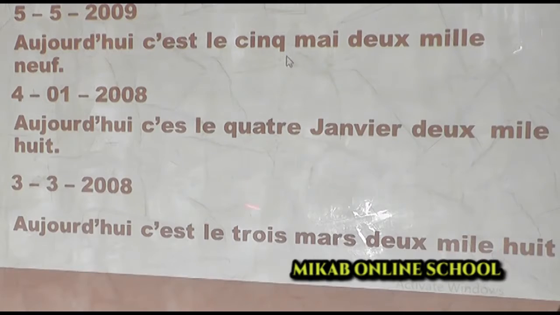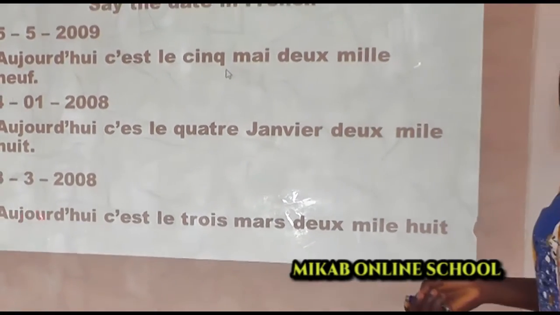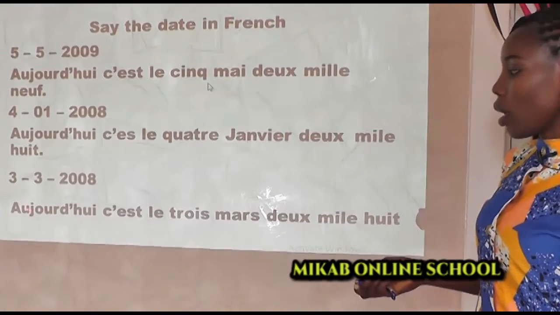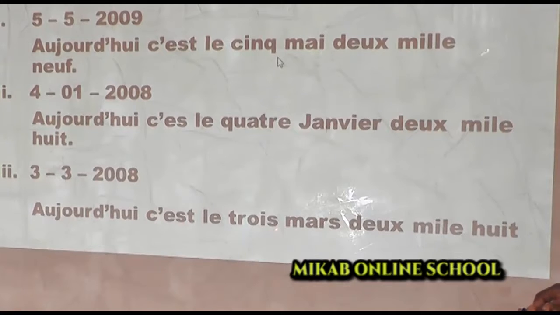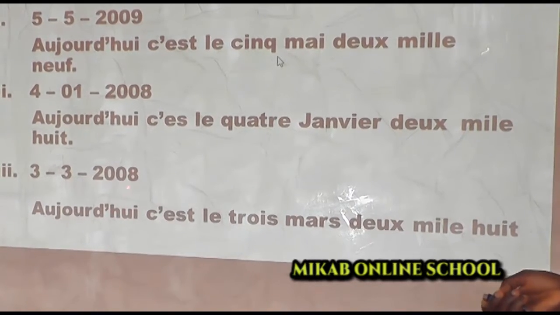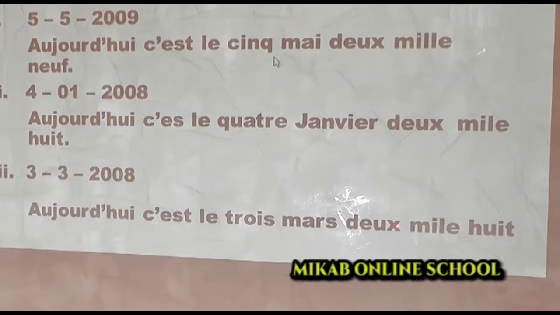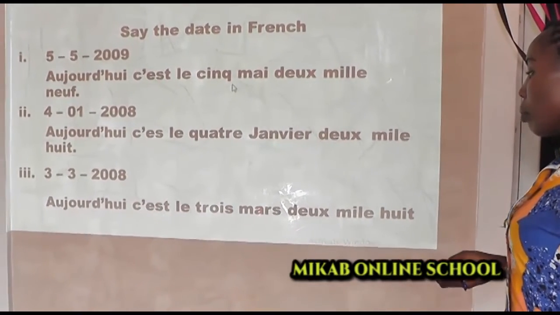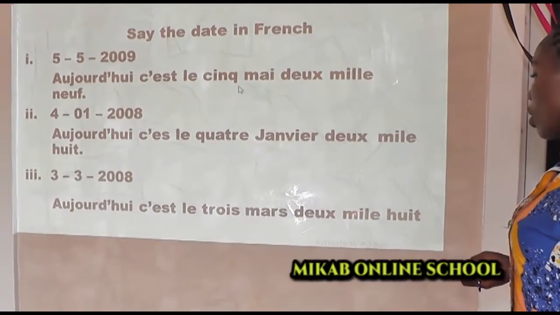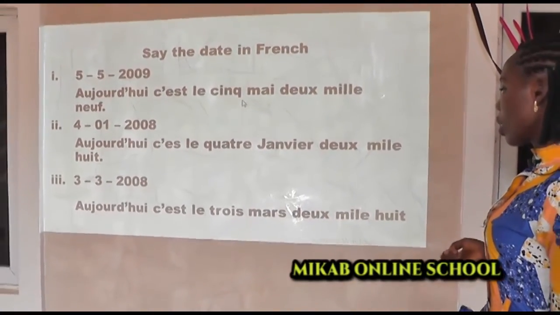Now, I told you, whenever you want to say your date, you say aujourd'hui c'est. And that is what we have here. Aujourd'hui c'est le 3 mars 2008. Today's date is 3 March 2008.